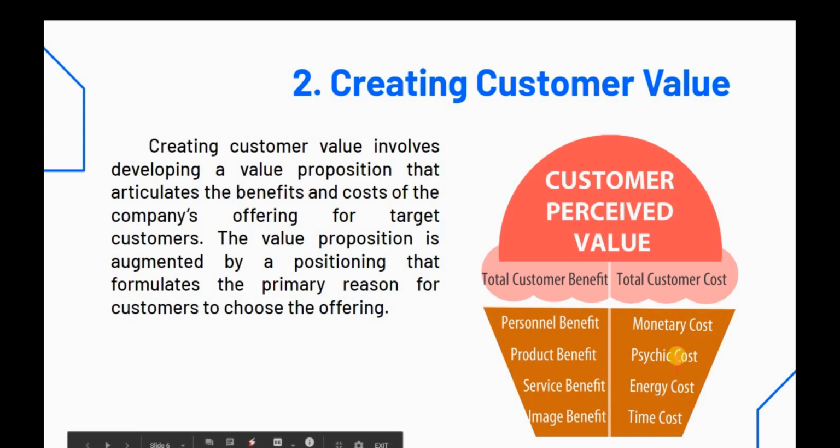So those things, and one thing is certain for value, you cannot generalize it. You cannot say that what's valuable for me is also valuable for you. That's not the case. It varies from one person to another. All right. So these things must be considered when we are talking of customer value.